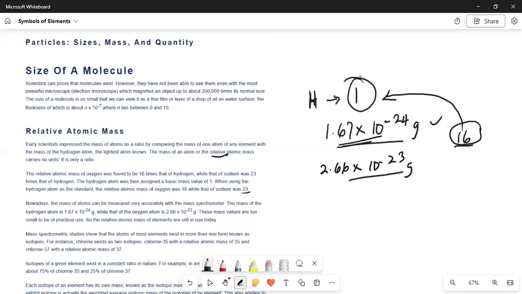So the mass values are too small to be practical in our day-to-day use as chemists. Because of that, we still make use of the relative atomic mass to calculate and to do a whole lot of things even today, because these actual masses are too small. Look at 2.66 times 10 to the power of negative 23 gram. That is very, very small. So instead of making use of these actual masses, we still make use of relative atomic masses today.